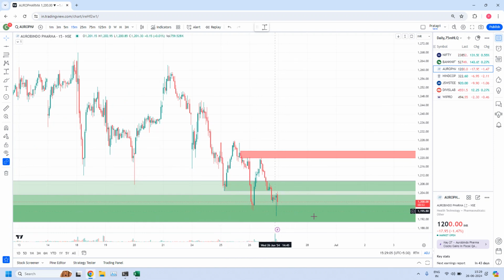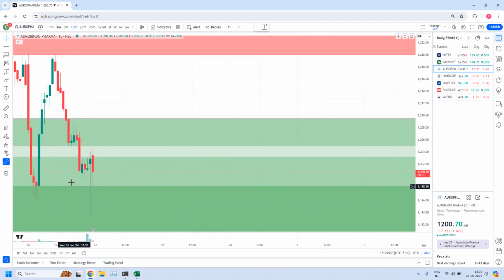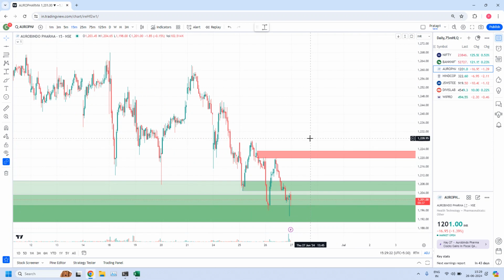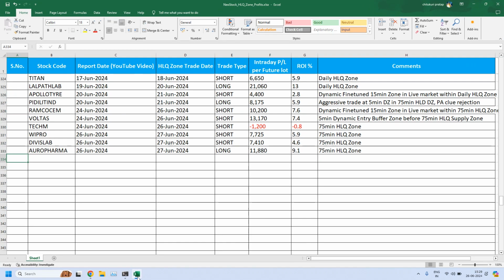And this zone again at the end of the market hours also. But anyway, here this is not a valid trade because this is the last 30 minutes. But see the rejection again from this zone. I am trying to tell you how strong institutional order flow is there in this area. So anyway, Aurobindo Pharma, it has given 11,880 rupees profit, which is 9.1% ROI. Excellent ROI.